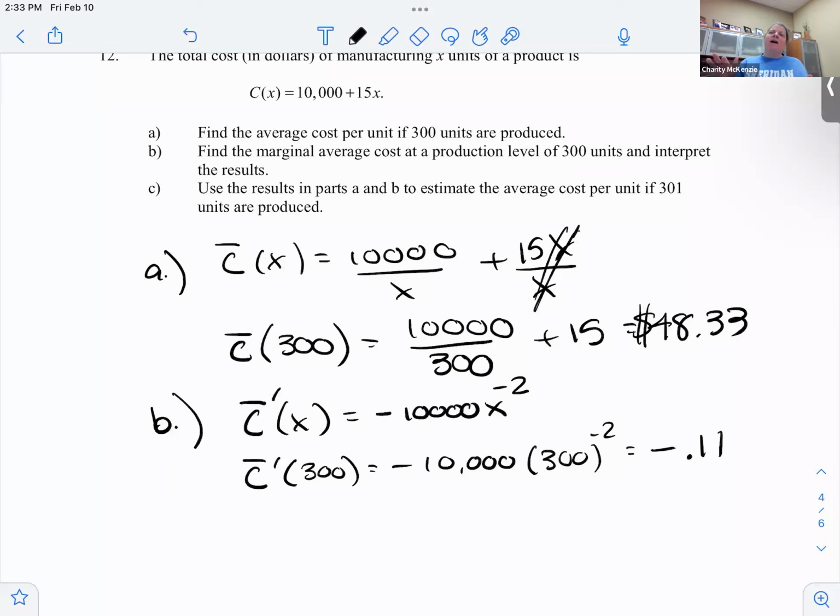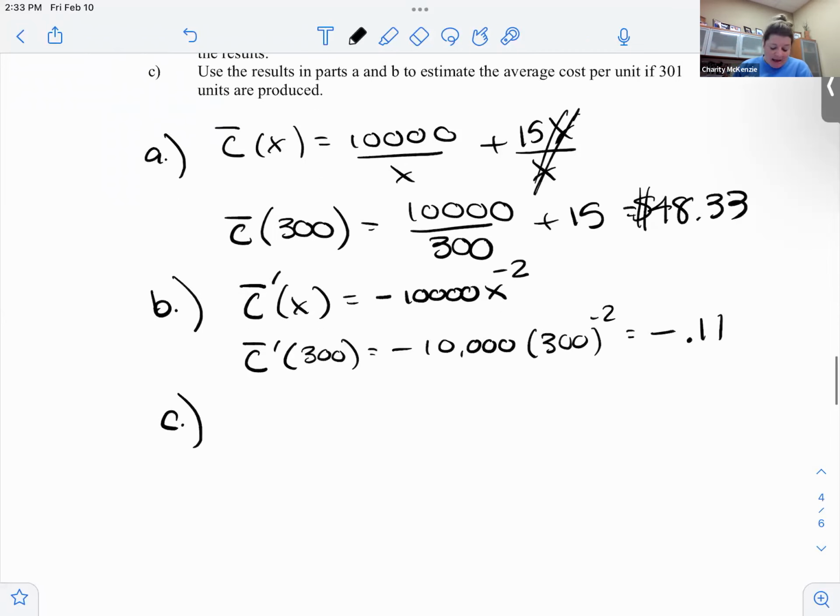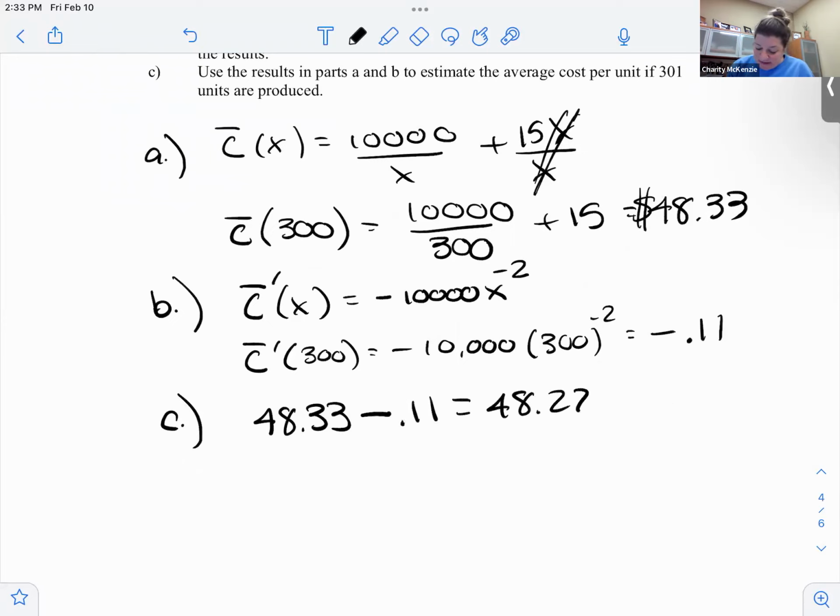So what is it going to cost for that next item? It's going to be 11 cents less. So what is $48.33 minus 11 cents? $48.22. So that's what the cost will be at the 301st, which is what they're asking in part C. Use the results in part A and B to estimate. Okay, so right now we're at $48.33 at 300. So we would minus the 11 cents to get the $48.22.